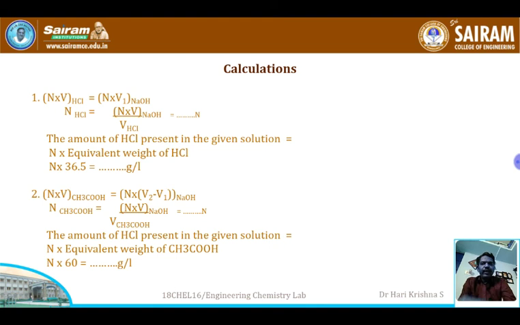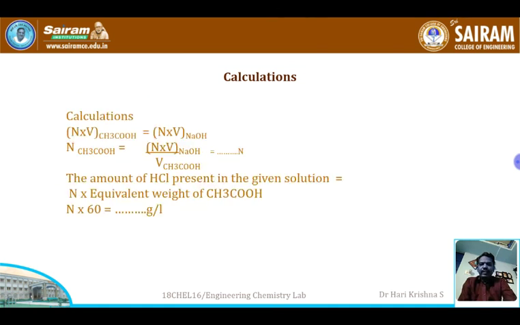Similarly, we're going to calculate the normality of acetic acid. The normality of NaOH is 1, it is known. The volume of NaOH to neutralize acetic acid is V2 minus V1, divided by 50. By that we get the normality of acetic acid. In order to find out the amount of acetic acid present, we're going to multiply it by the equivalent weight of acetic acid, that is 60. By that we get the amount of acetic acid present in the given sample per dm cube. So a similar calculation is done.